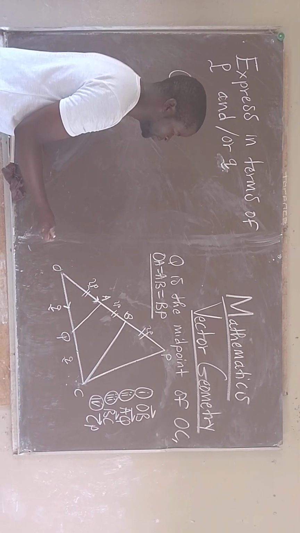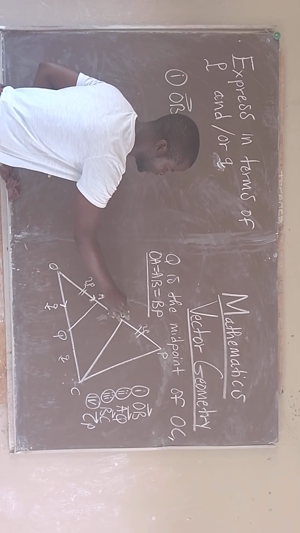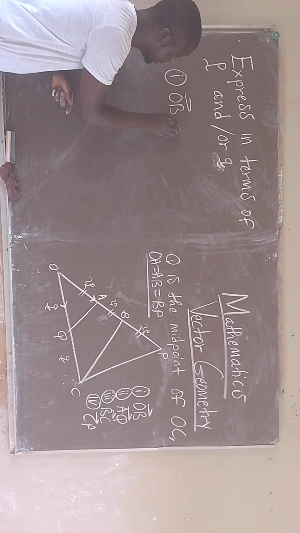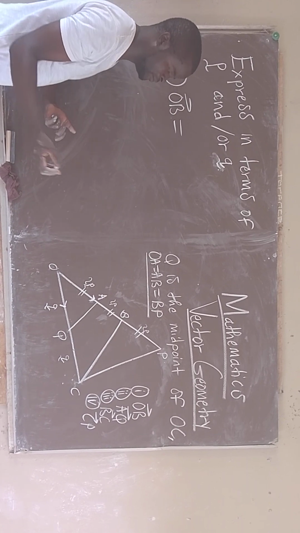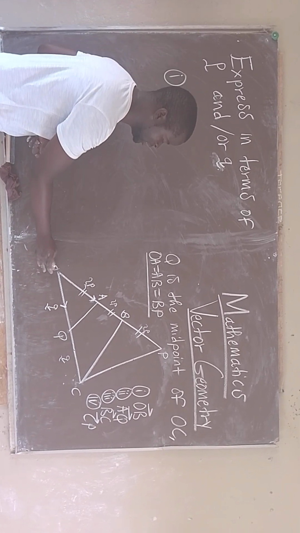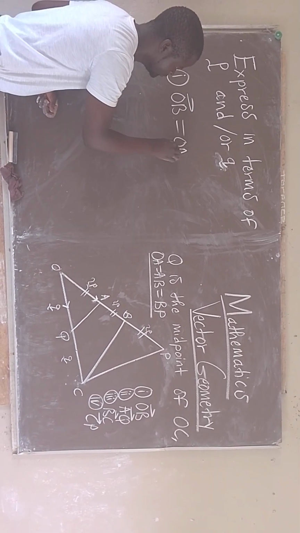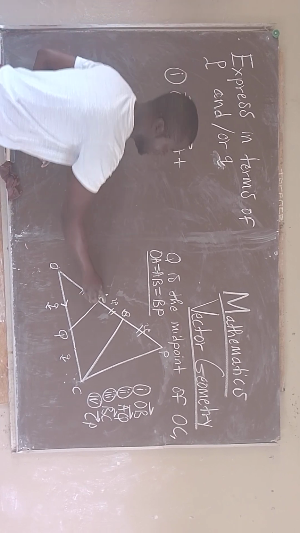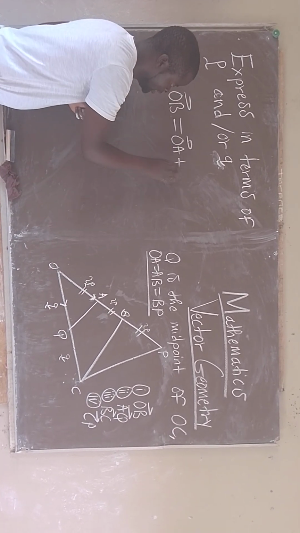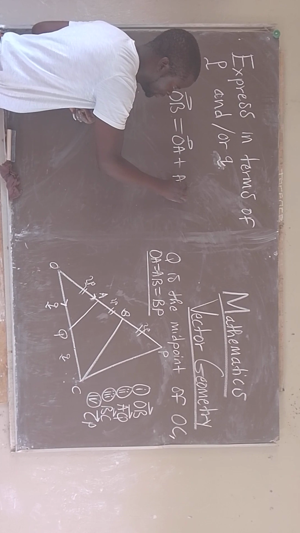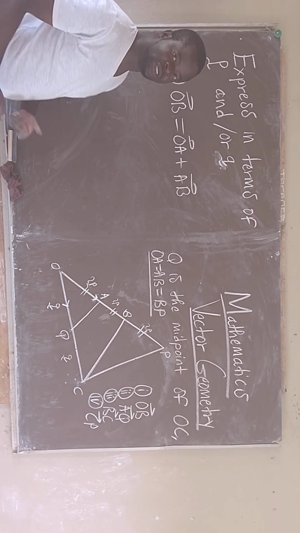Since OA is equal to AB, we can create a simple route which is going to help us to understand. We are going to say OA plus AB, just a direct route. OA plus AB. This will be the route that we are going to create.